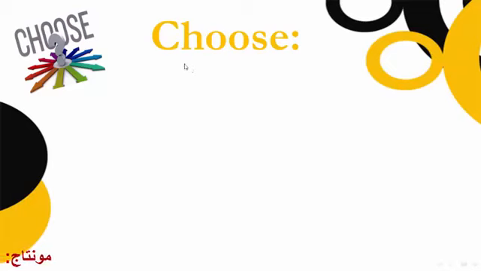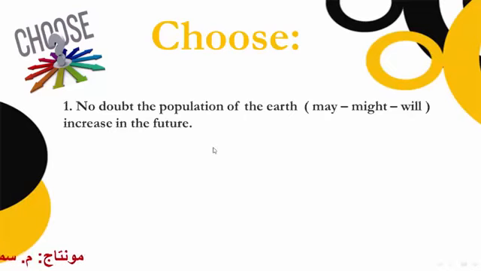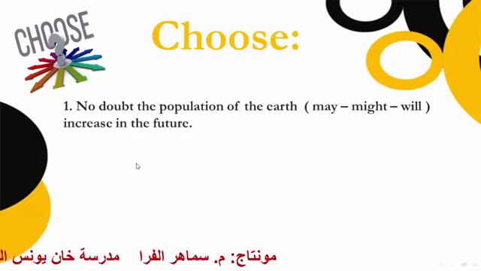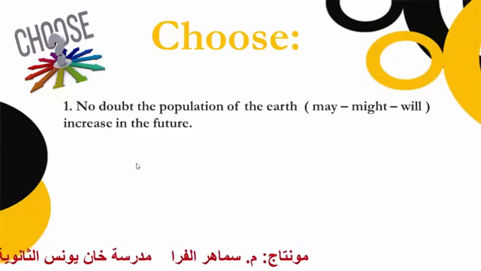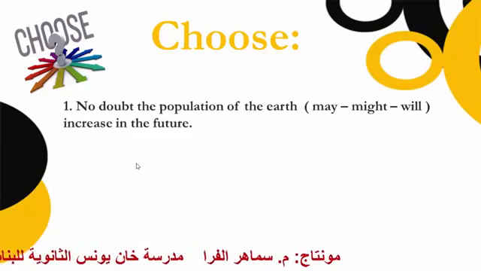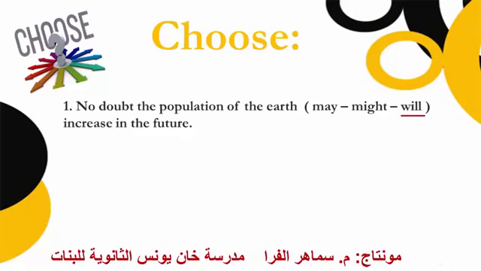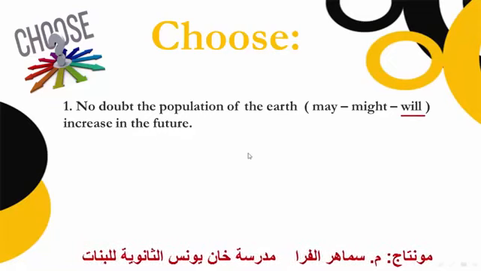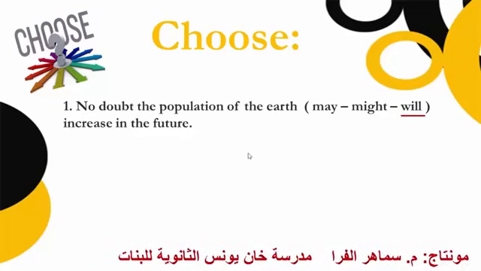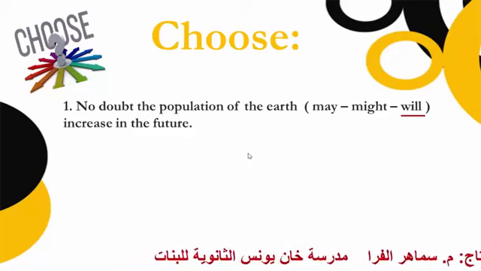Please think and choose the right answer after reading the statement carefully. Statement number 1, no doubt. We said that no doubt is a key word for something, certainty or possibility. We'll see. No doubt the population of Earth may or might or will increase in the future. So, well, excellent, thank you. No doubt that means that there is a certainty in the sentence. Something will happen, sure. Okay.